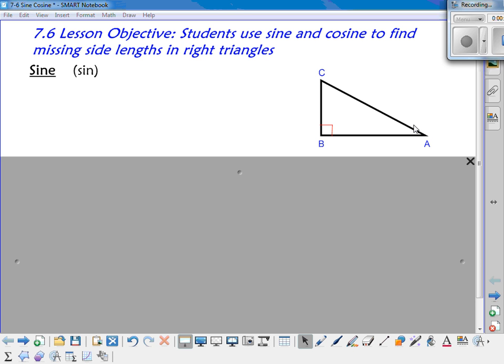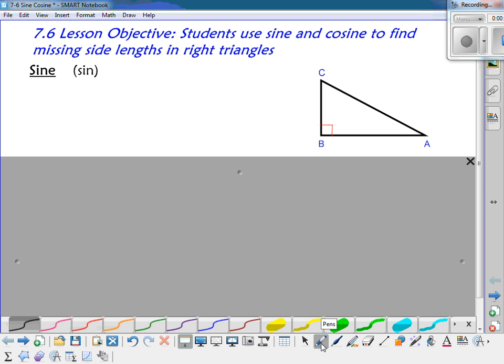Lesson objective for this video: students will use sine and cosine to find missing side lengths in right triangles. Prior to this, we have talked about the tangent ratio, so today we're going to talk about two more trigonometric ratios.